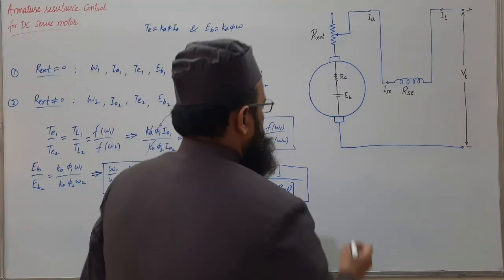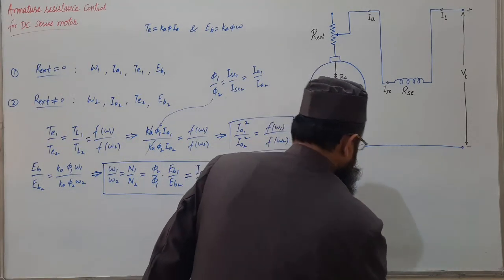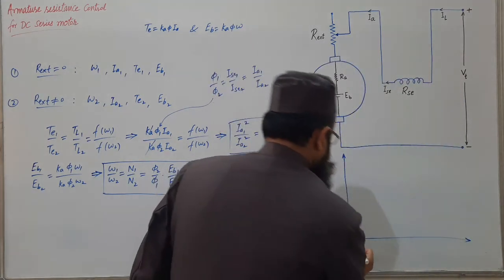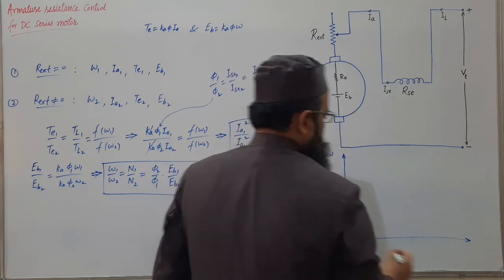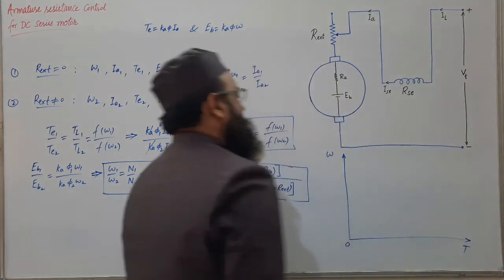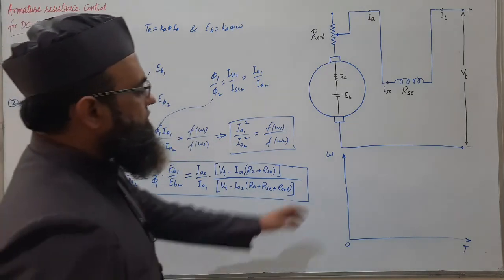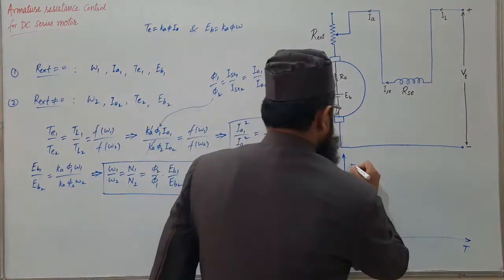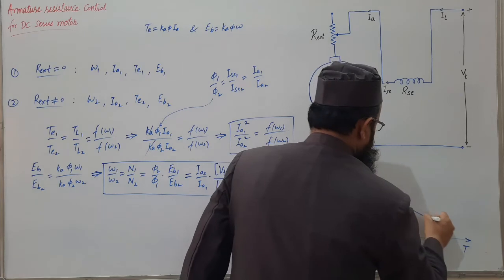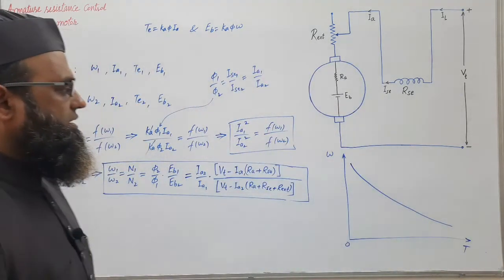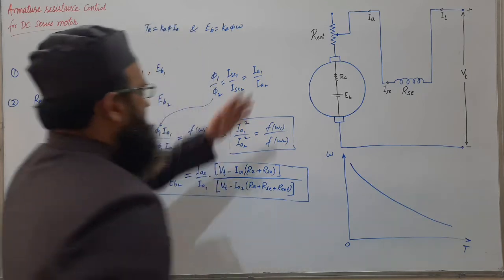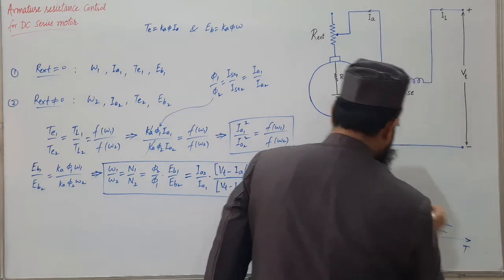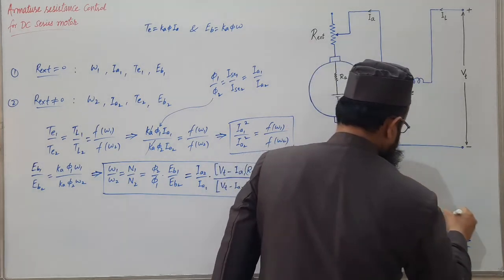If you want to plot a speed torque characteristic when REXT is added and when it is not added, so this is speed, this is torque. In our previous lectures, we know what type of nature is there for speed with torque. If you remember, then you will recall that it will be like this. So by adding REXT, the curve will be like this. Like this.